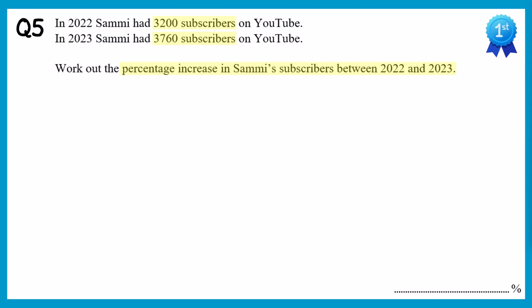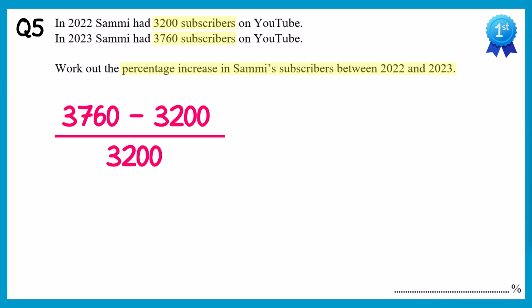First of all, we need the change, which is the difference between the numbers, so 3,700 subtract 3,200, divide by the original amount, which would be the amount in 2022, so 3,200, and then multiplied by 100. You can just type this straight into your calculator and you'll get the answer 17.5%.